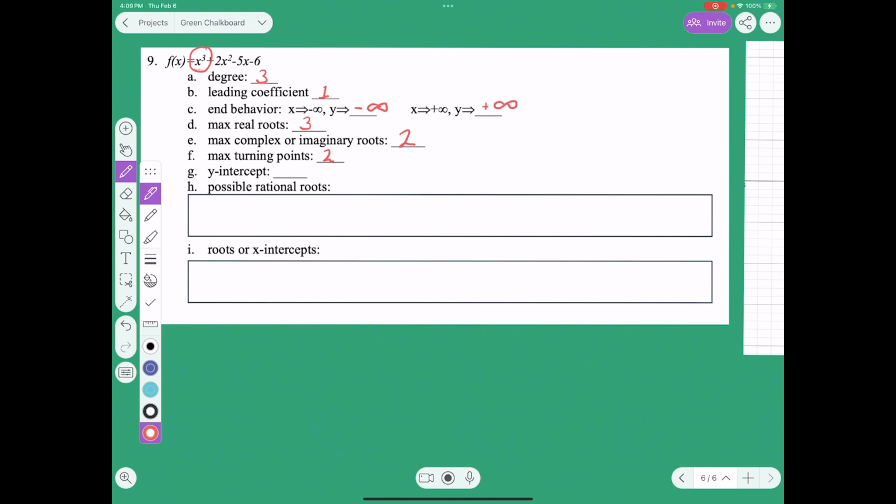The y-intercept here is a minus 6. If we put a 0 in, all of our x terms would go away. So when x is 0, y is going to be negative 6.